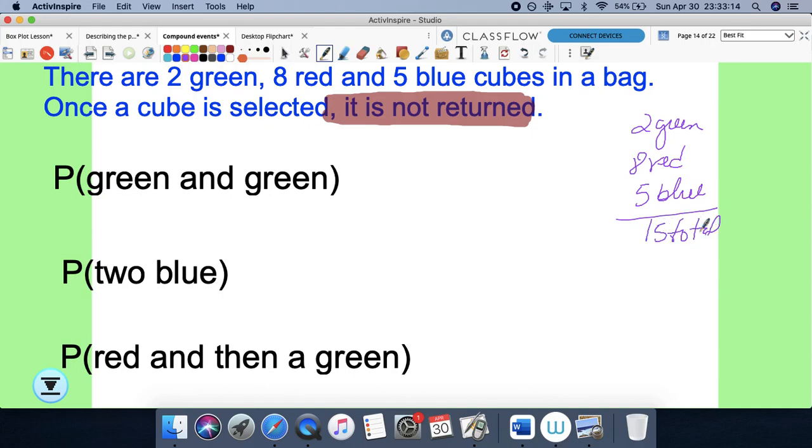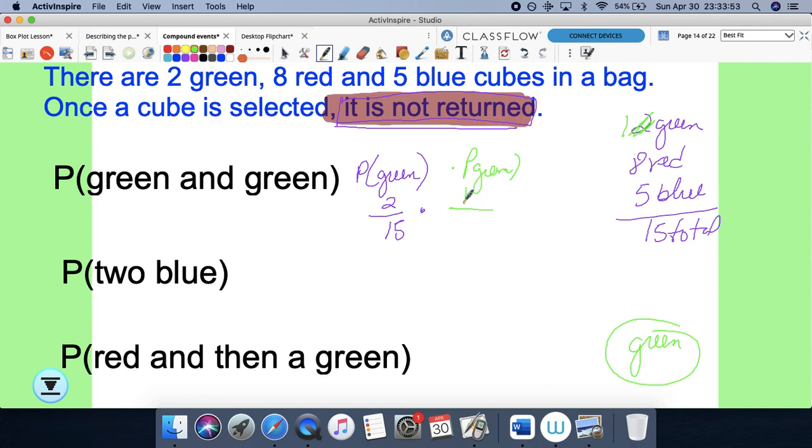All right. So what's the probability of getting green? The cube is not returned. So you don't put it back. So what's the probability of getting a green right now? Well, the probability of getting green right now is 2 out of 15. And then, so you take the green marble and put it over here. So then you go in the bag. So when you go back to the bag, do you still have 2 green marbles? No. This is 1.